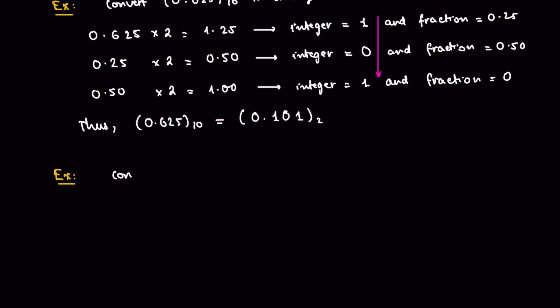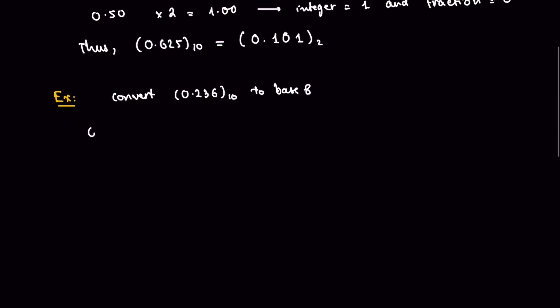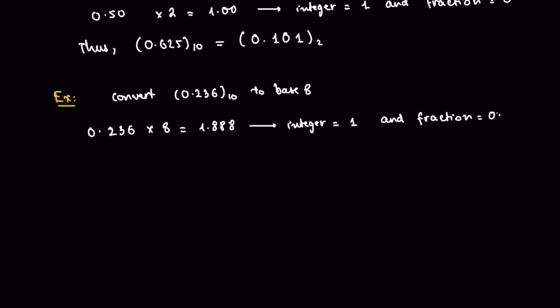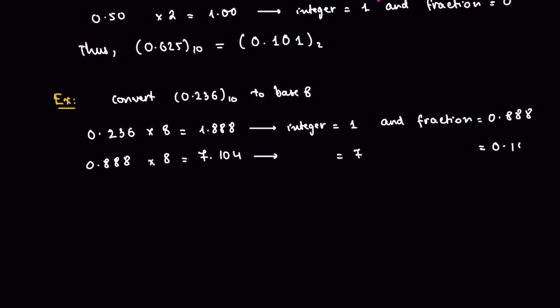You want to convert the number 0.236 in base 10 to base 8. So first you're going to take 0.236 times 8, use a calculator, you're going to get 1.888, and from here you can obtain the integer part, this is to be 1, and the fraction part is going to be 0.888. Then you take 0.888, you continue multiplying with 8, you're going to get 7.104. The integer part is going to be 7, and the fraction part is going to be 0.104. So this is 7, this is 0.104.